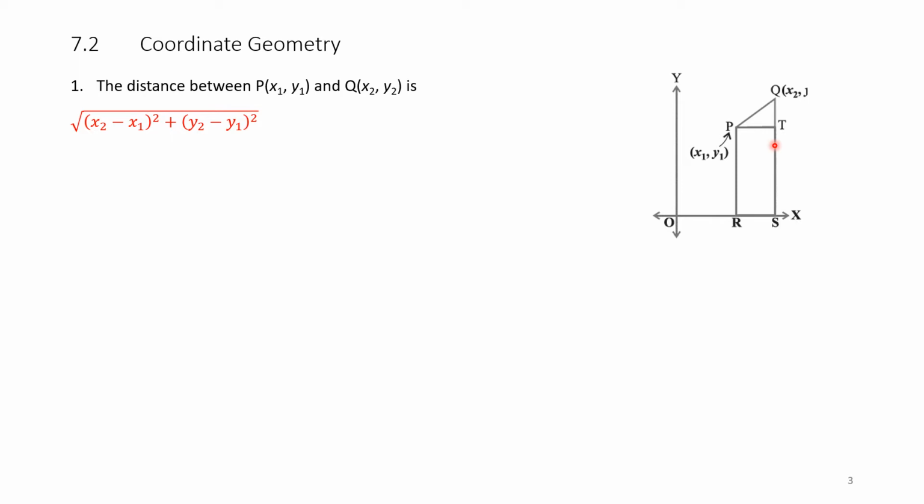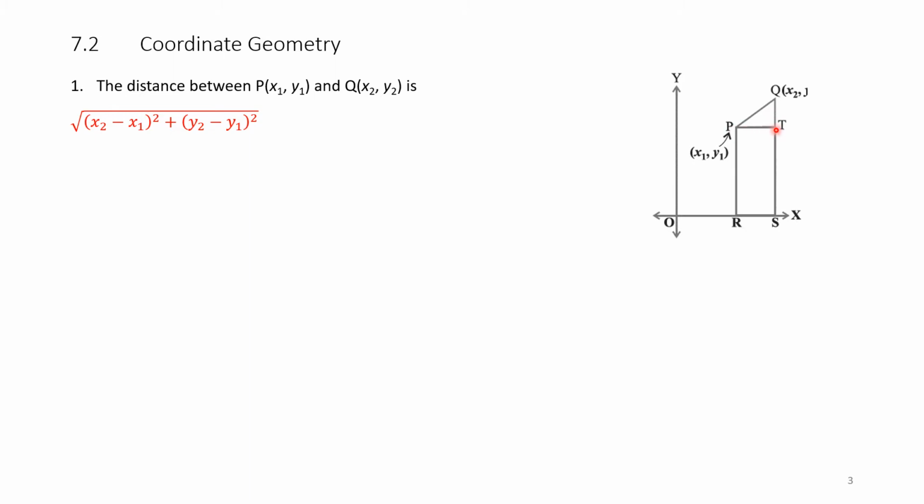This is using Pythagoras theorem. If you see here, point P is given by (x1, y1), so x1 is this distance and y1 is this distance. Similarly, point Q is given by (x2, y2), and x2 is this much, y2 is this much. Now we have to represent PQ square. We know using Pythagoras theorem in this triangle PQT, hypotenuse square PQ square is equal to QT square plus PT square.